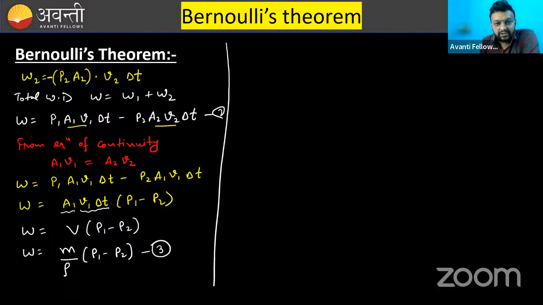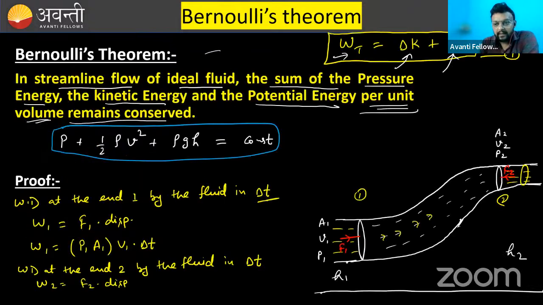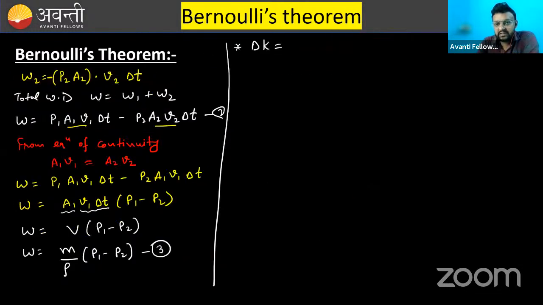So change in kinetic energy, delta K, is equal to the kinetic energy at end 2 minus the kinetic energy at 1. So kinetic energy is what? Half m V2 square minus half m V1 square. This is the change in kinetic energy.